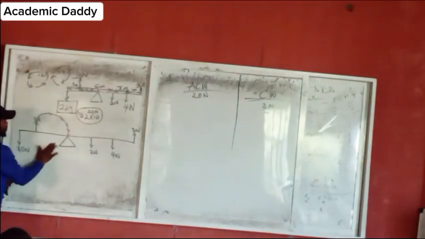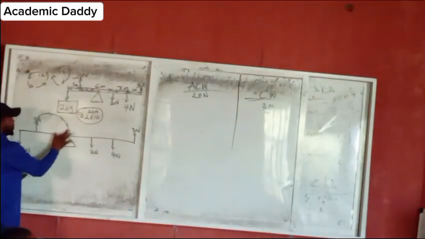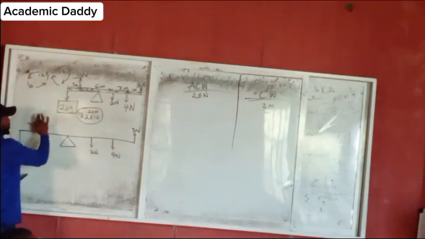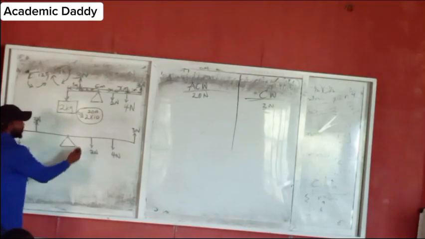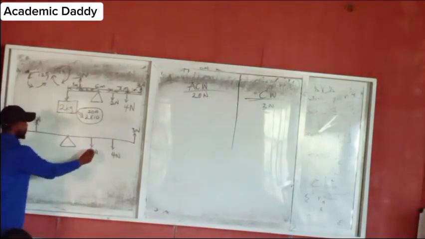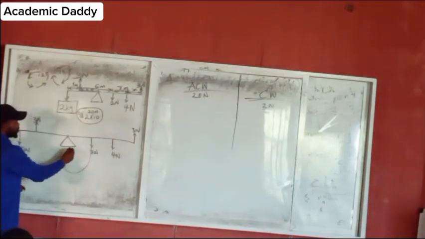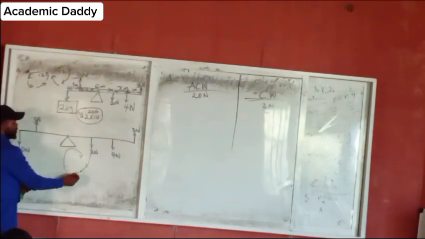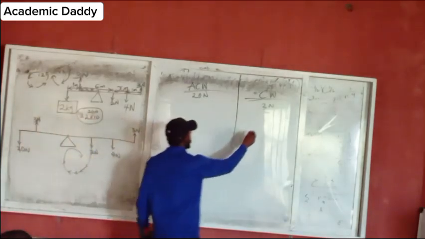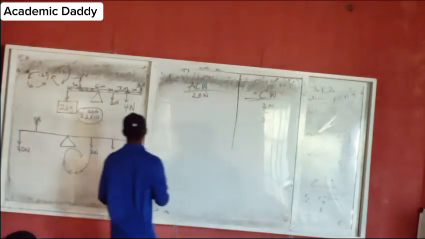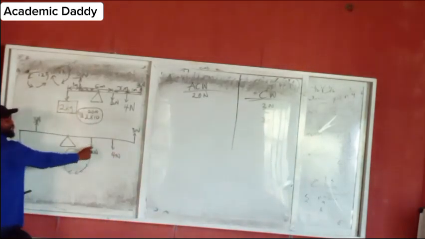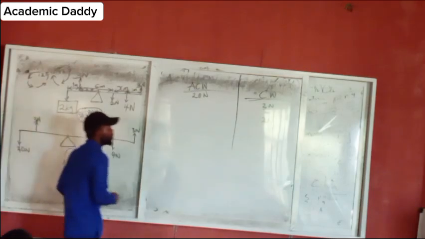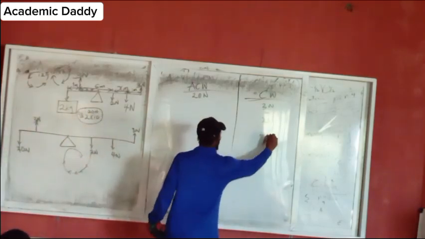Let's go to the next force. If I analyze this one, it is acting this way. And what direction is this? Clockwise. So 2 Newton is clockwise. Since 2 Newton is going down and it's going clockwise, that means 1 Newton should be clockwise. Let me analyze it.